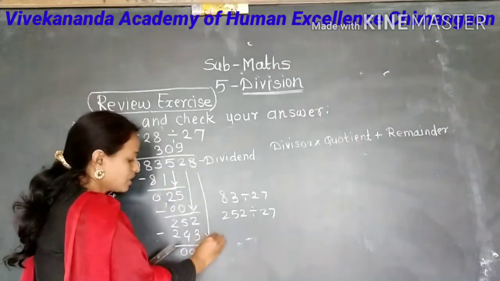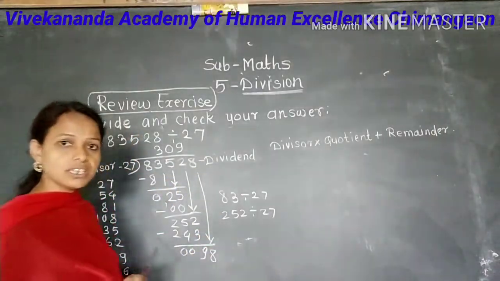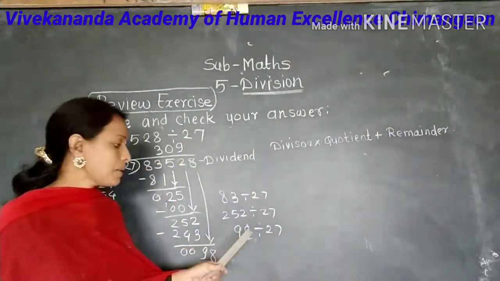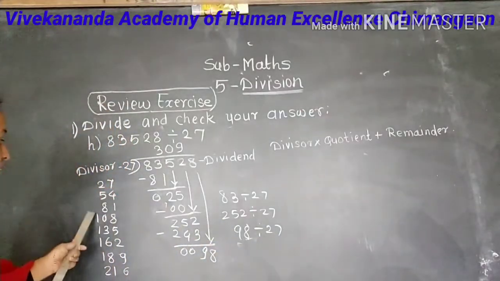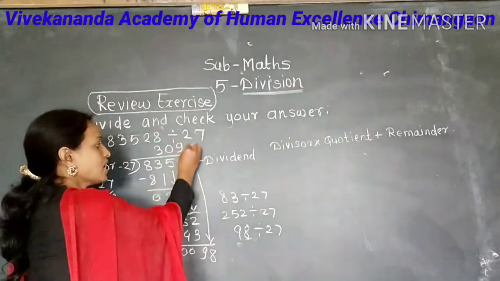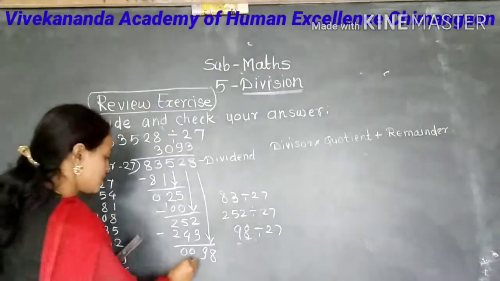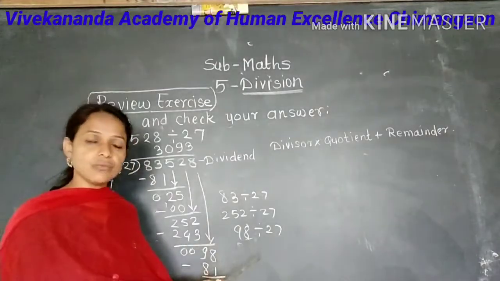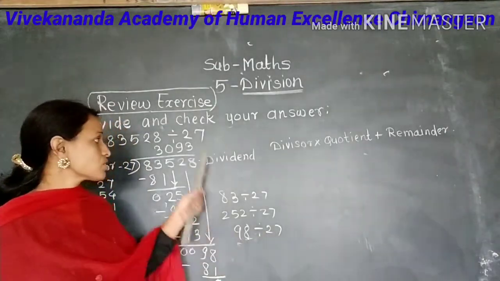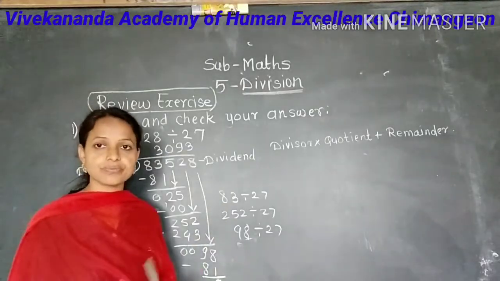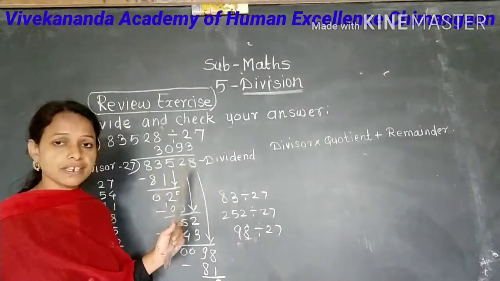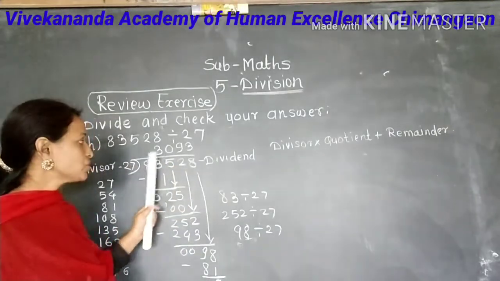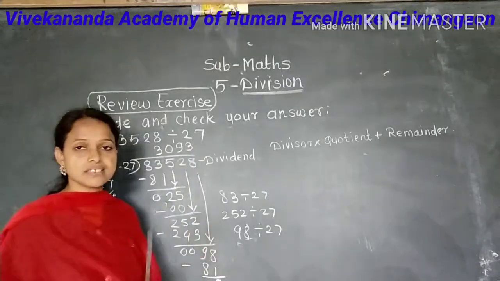Now next digit, bring it down. Now divide 98 by 27. By dividing 98 by 27, it gives us quotient 3. 27 3s are 81. So 3 we write in the ones place. In this way, here we divide 98 by 27. It gives us quotient 3 and remainder 17. So here division is completed. We divide 83,528 by 27. It gives us quotient 3,093 and remainder 17.